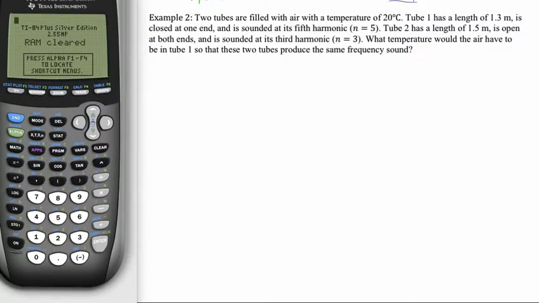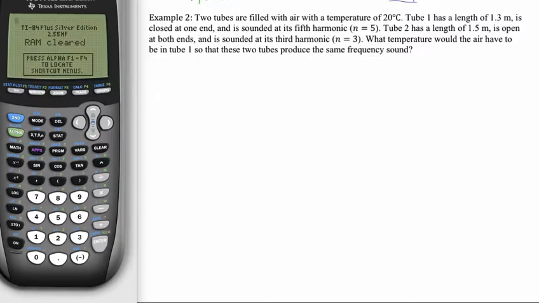Okay, in this example, we're going to look at tubes that are being sounded at certain harmonics, and then we're going to look at the temperature dependence of those harmonics. So we have two tubes that are filled with air at a temperature of 20 degrees Celsius. We're told that tube 1 has a length of 1.3 meters and is closed at one end, and it's being sounded at its fifth harmonic.